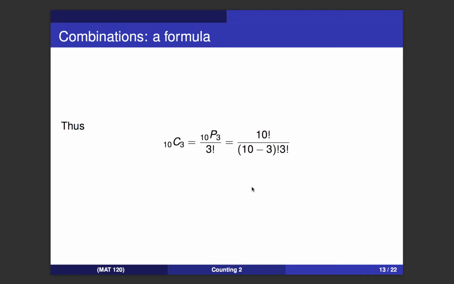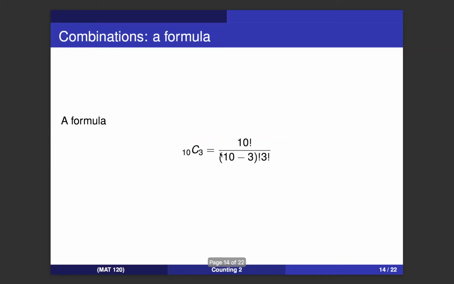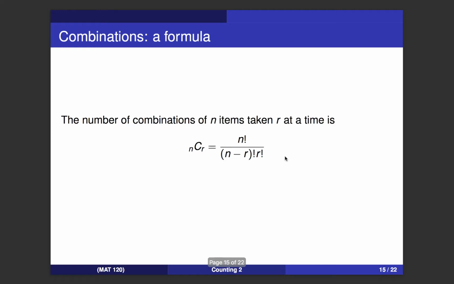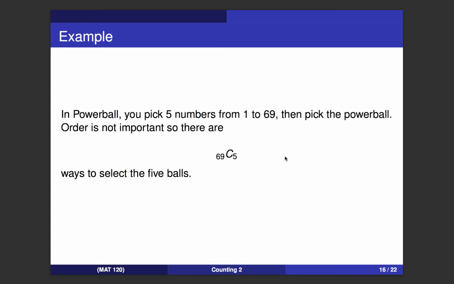So in general, to get 10C3, 10 choose 3, we're just going to divide 10P3 by 3 factorial. There's our formula here, and notice it's a nice formula because we've got the 10 and the 3 both appearing, and now we have an extra 3 factorial appearing there, and here's our general formula, n choose r. Okay, so that's another formula that you'll have to remember. So let's take an example.